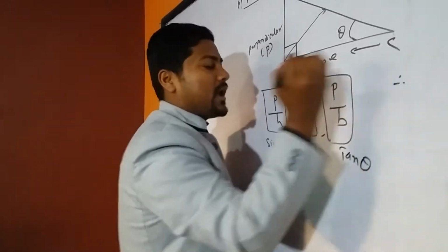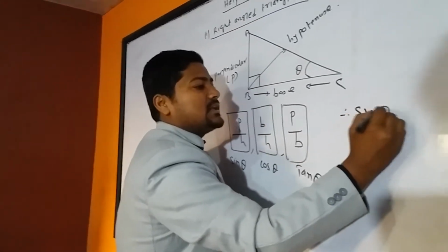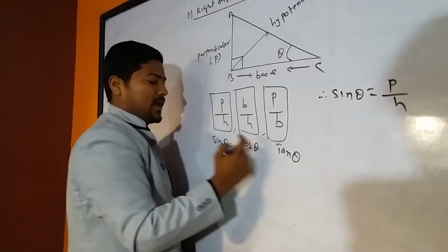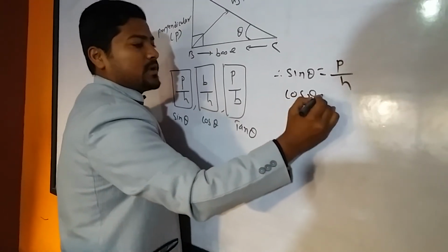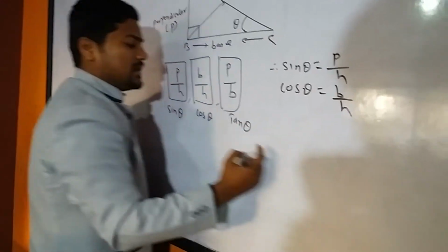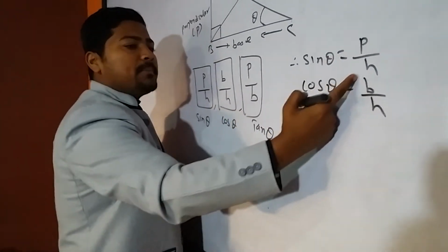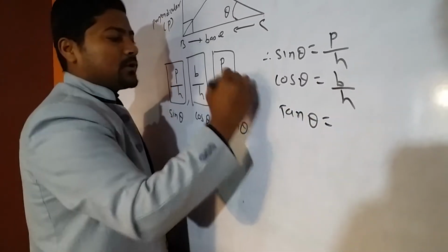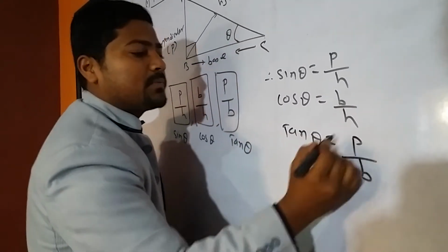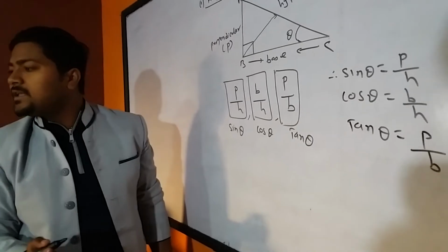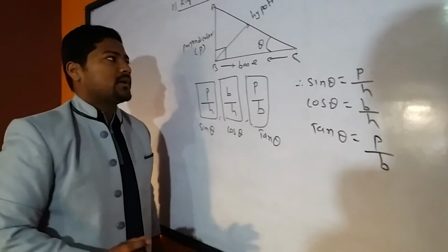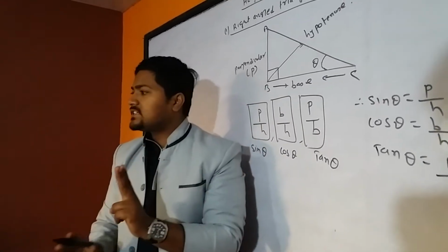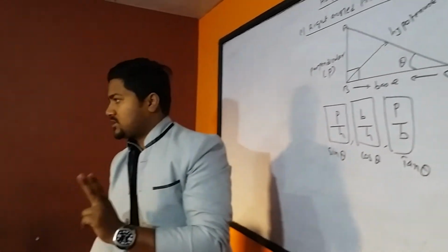In this way, we have to remember sin theta is equal to P by H, perpendicular by hypotenuse. Cos theta is equal to B by H, base upon hypotenuse. And tan theta is equal to P by B. P means perpendicular and B means base. These are the basic things. And then, in height and distance, 2 more things we have to understand.